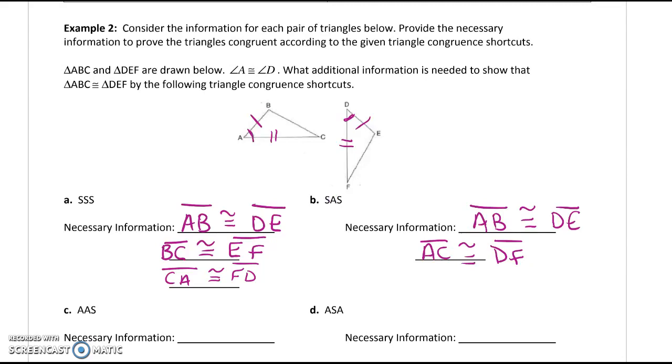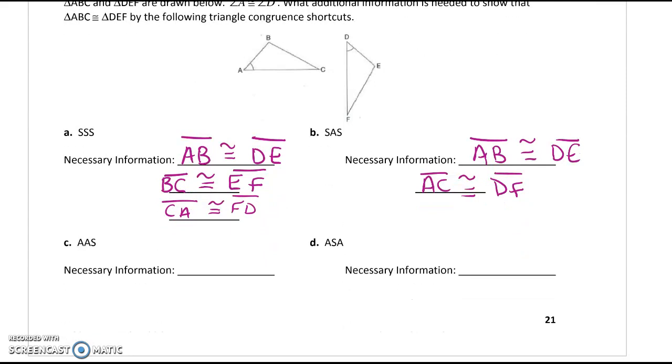All right, so I'm going to erase that so we can look at the next one. Angle, angle, side. We have an angle, we need another angle and a side. That is not included, okay? So we already have an angle, we need another angle, so pick one. Doesn't really matter. Okay, how about angle B and angle E? So angle B is congruent to angle E. Okay. And now we need a side.